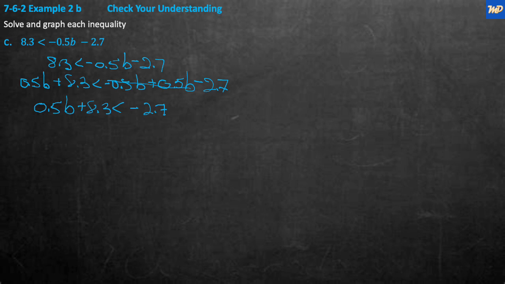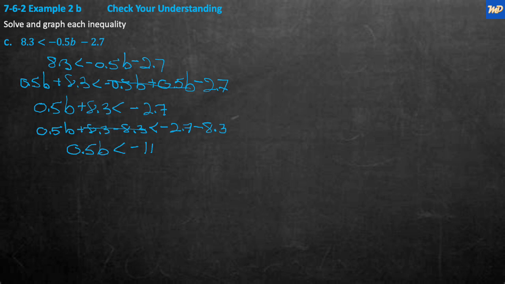Now we're going to move the 8.3 to the opposite side. In order to do that, we have 0.5b plus 8.3 minus 8.3 is less than minus 2.7 minus 8.3. The 8.3s cancel, and we have 0.5b is less than minus 2.7 minus 8.3, so this is minus 11.